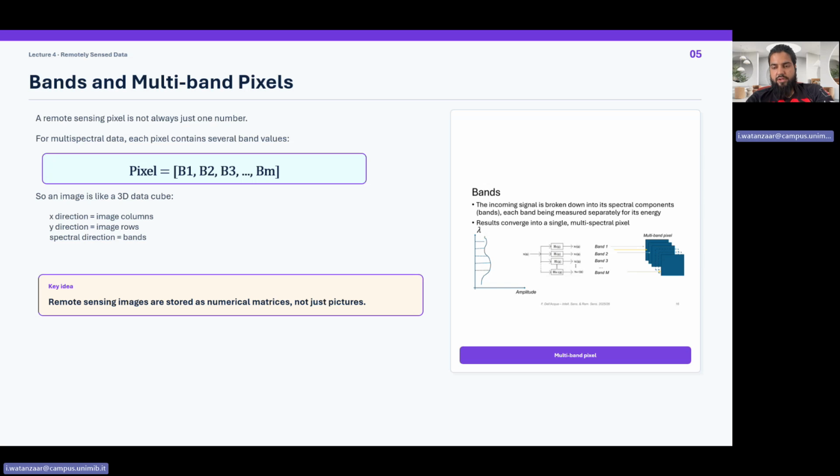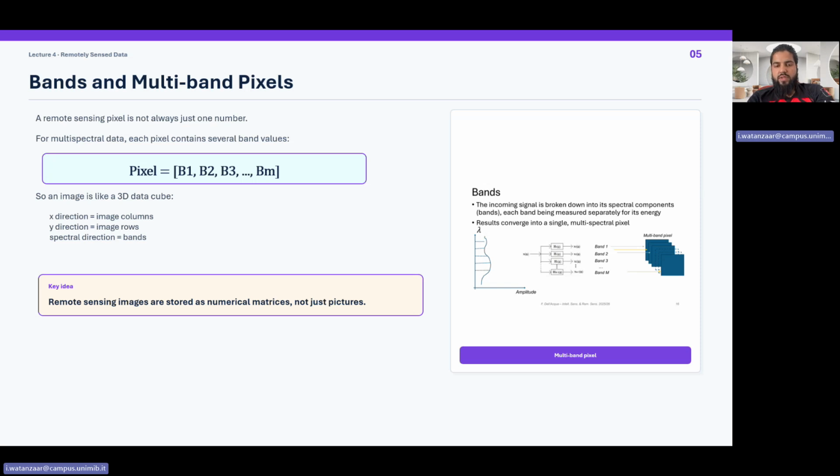If you look at the XY graph, in the x direction we have the image columns, and all of the image columns are located along the x direction. In the y direction, we are looking at the image rows. It goes inside like this. In the spectral direction, we have the multiple bands. This is how bands and multi-bands are located in terms of pixels.